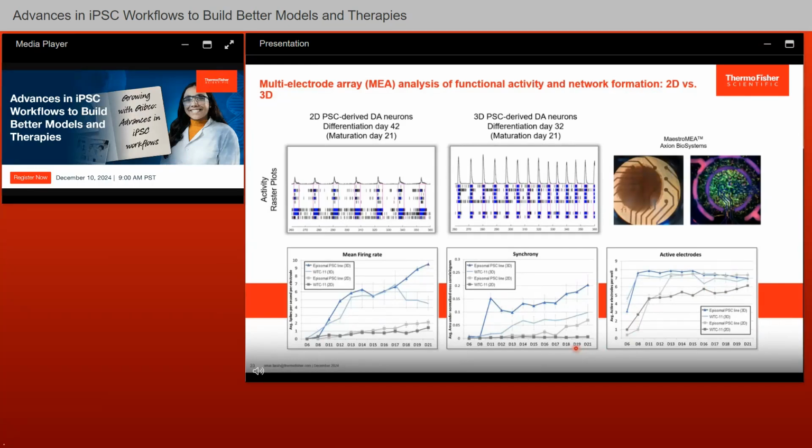So again, this is just another example of how utilizing such a system can help you to potentially develop a more reliable and physiologically relevant model to help address or recapitulate human biology.